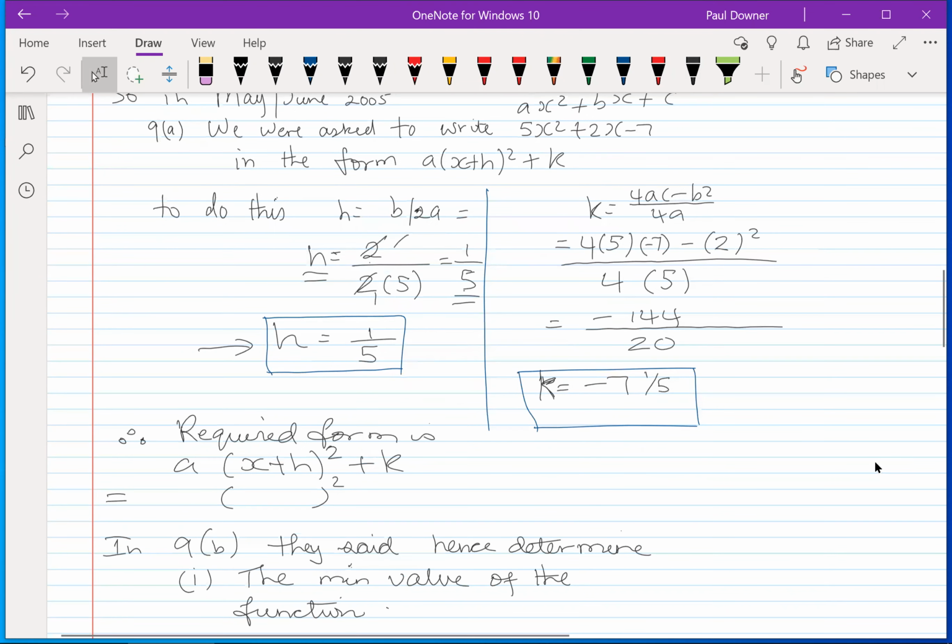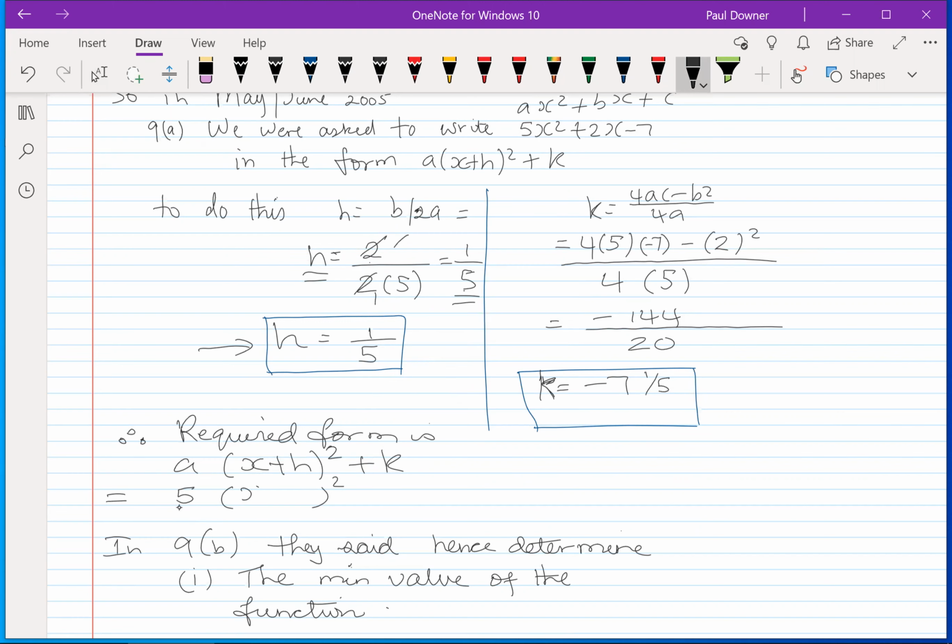Good? So we know how to get h and we know how to get k. Now remember, the form that they required us to put it in was a into x plus h squared plus k. So we're going to put it in now. A is 5. So that means I have to put a here as 5. Let me write that in.